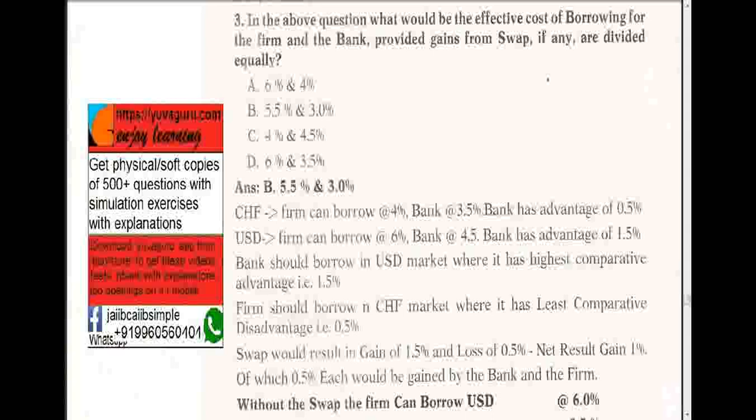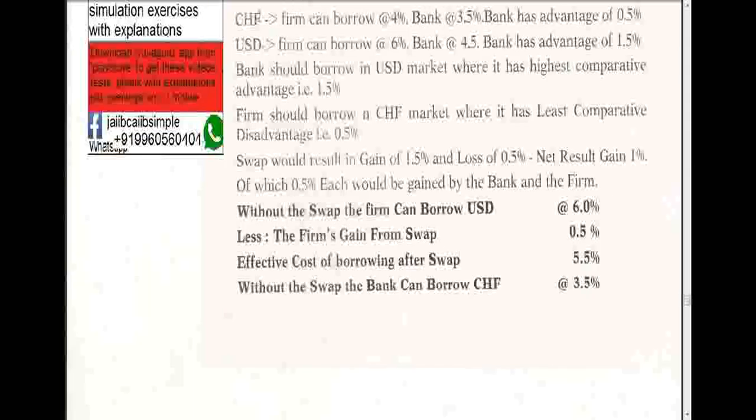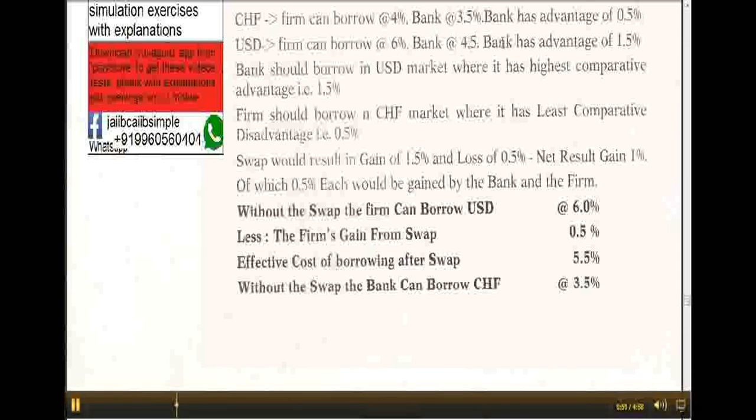Then we have to find out the cost. Now let's solve this. In CHF, the firm has borrowed at 4% and the bank could have borrowed at 3.5%. So 0.5% the bank had an advantage and the firm has a disadvantage, but that is only of 0.5. And in fixed USD, the firm can borrow at 6% and the bank at 4.5%. So if there wouldn't have been any swap, then the firm would have borrowed at 6% and the bank at 4.5. So the bank has an advantage of 1.5% over here.